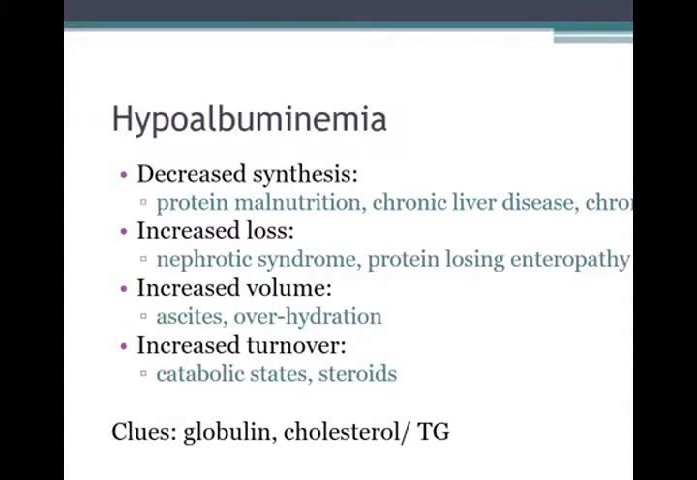So hypoalbuminemia: decreased synthesis, because of malnutrition, chronic kidney disease, chronic inflammation; increased losses such as in cases of nephrotic syndrome, protein losing enteropathy; increased volume such as in patients who have decompensated disease of the liver with ascites; and catabolic states, steroids. So we can measure globulin, and we can measure cholesterol and triglycerides, which will help us in deciding whether the liver synthetic functions are compromised or not.